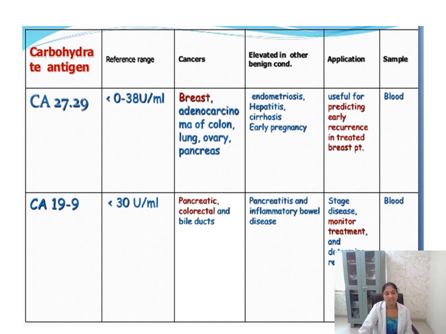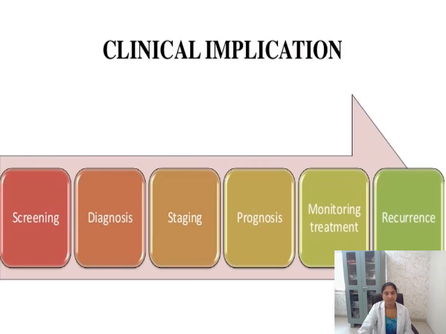And CA19-9, its normal range is less than 30 units per ml. It's elevated in cancers like pancreatic, colorectal, and bile duct cancers. It's elevated in other benign conditions like pancreatitis and inflammatory bowel disease. It is useful for staging and monitoring the treatment, and a blood sample can be taken over here.